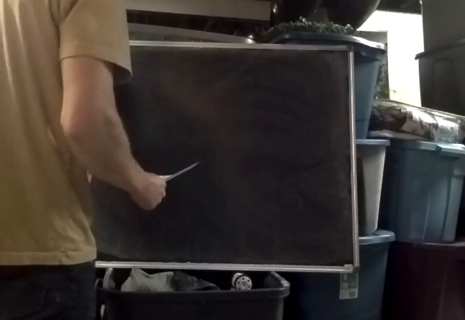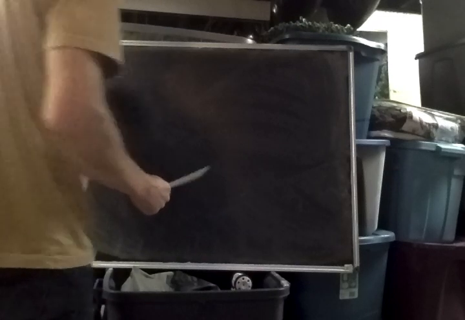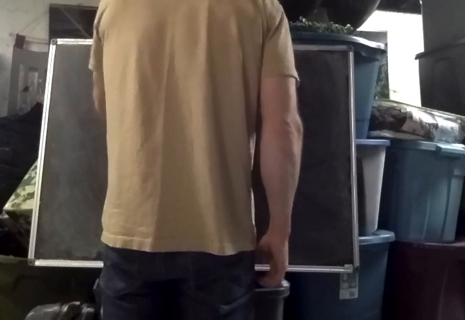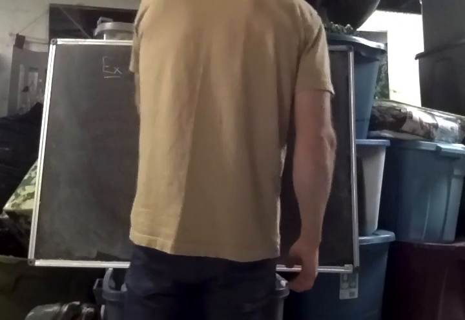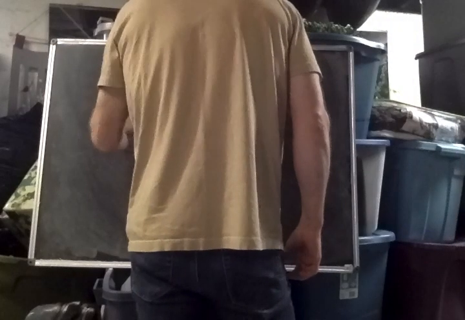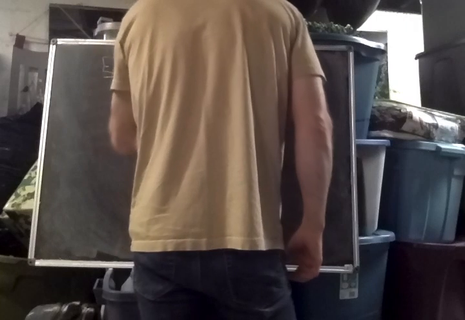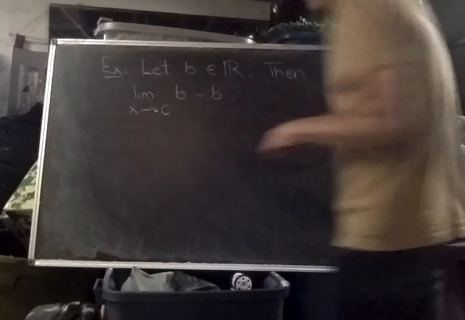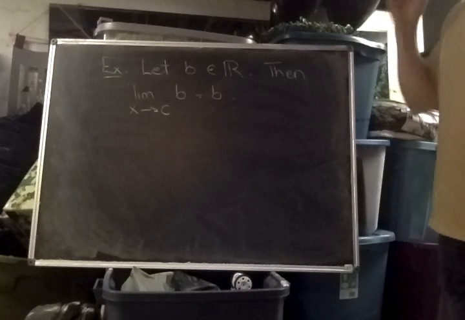Okay. So let's start with the absolute most basic possible example. Let b be a real number, then the limit as x approaches c of the constant function b is just the real number b.